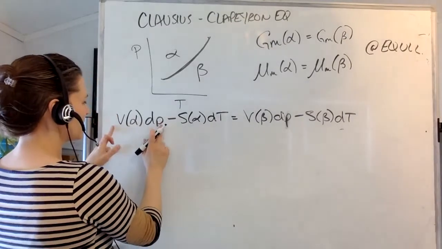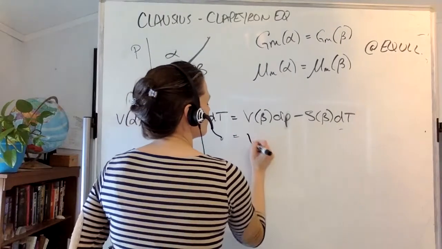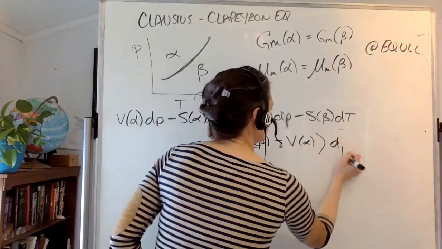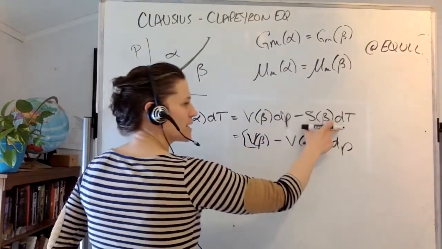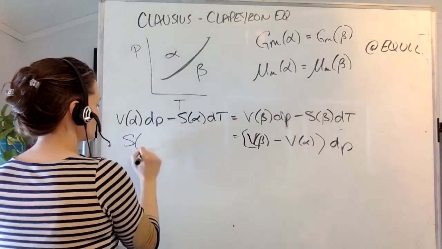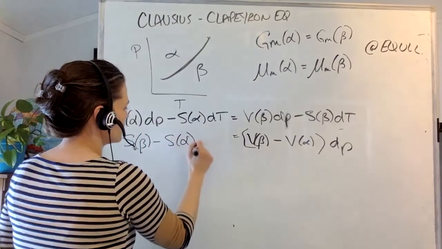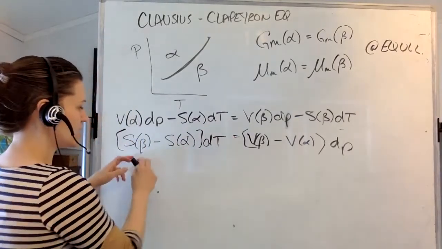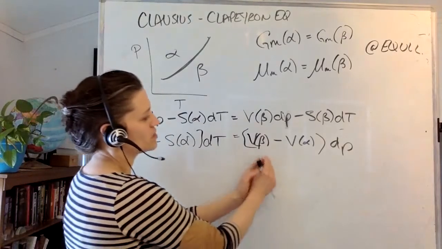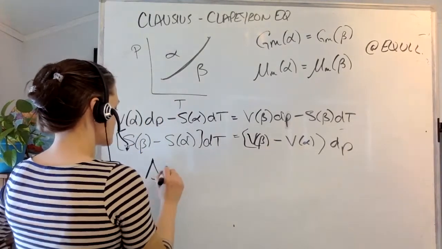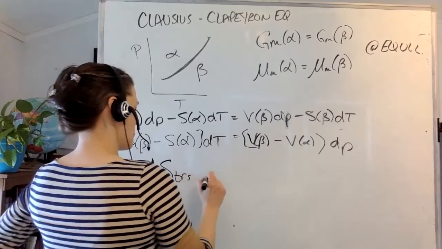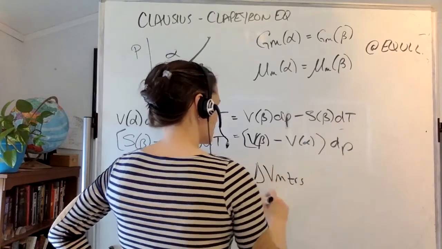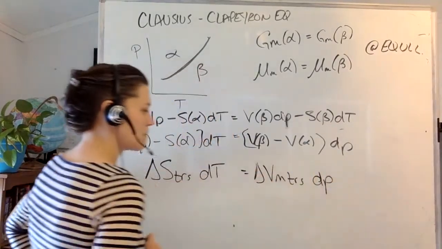So what I'm going to do is take this S alpha and move it over here. So I've got V beta minus V alpha, dP. And then I've got this minus S beta, and I'm going to move it over here. So that gives me S beta minus S alpha, dT. Sorry about that. Okay, so now what I can say is I've got a difference between the beta and the alpha phase, a difference between the beta and the alpha phase. So this gives me delta S transition dT is equal to delta V molar transition dP.